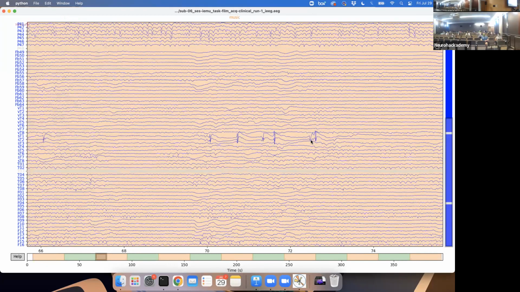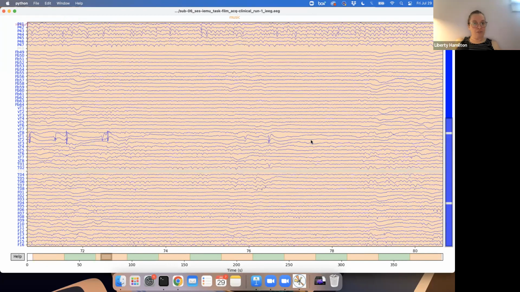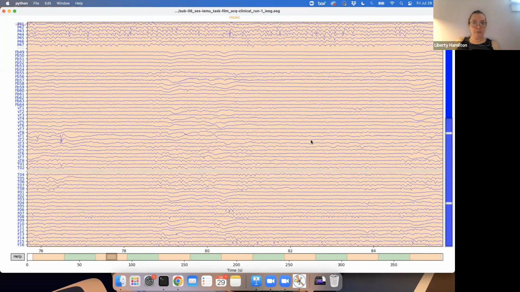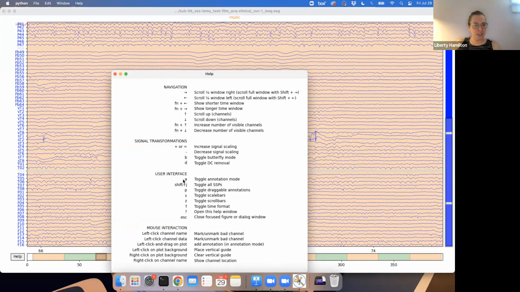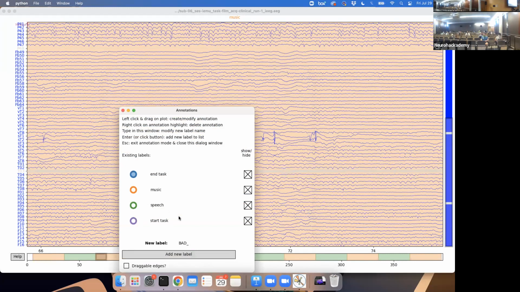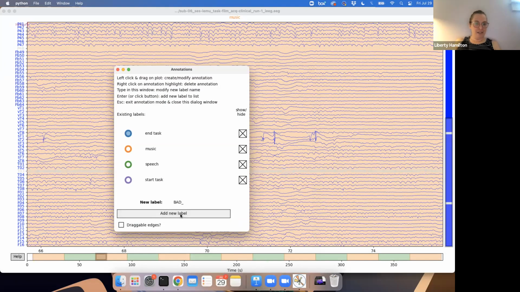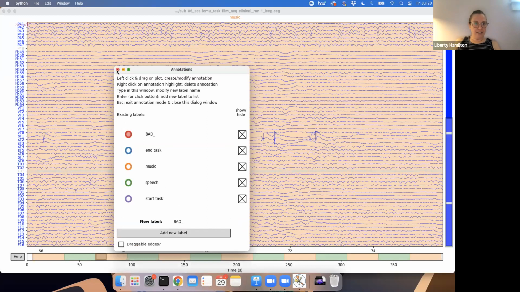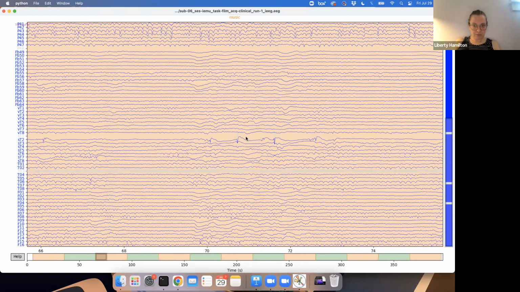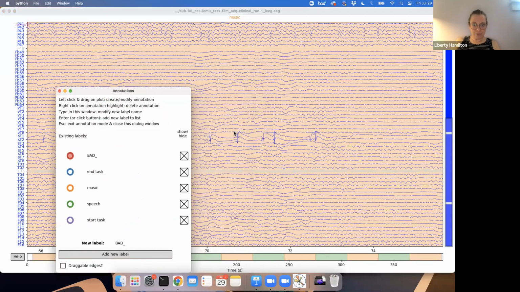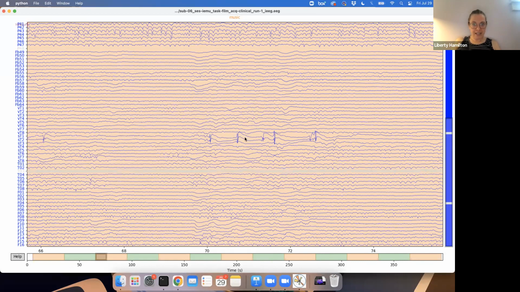For something like this, if they're not happening that often, what I would probably do when pre-processing this block is go into annotation mode, which you can toggle using the A key. Then this will pop up a window, and we could add a new label for bads. I'm just going to do that. Then we can click and drag, and it should allow us to add those bad times.